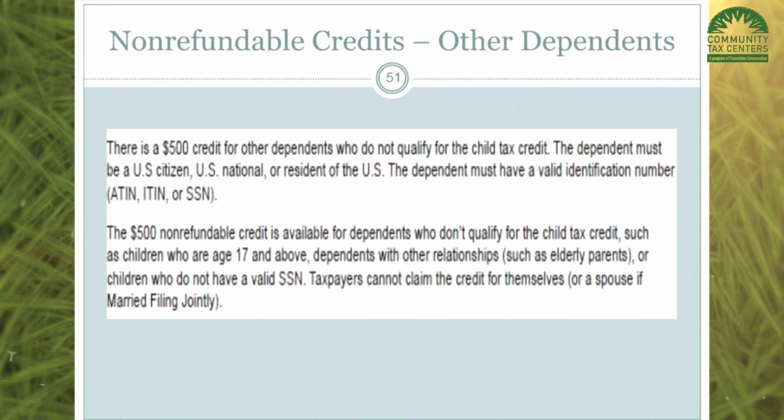It says taxpayers cannot claim the credit for themselves, so these are only for dependents. A spouse is never considered a dependent. There's a taxpayer and spouse. So these are only, again, for those other individuals listed on the tax return. A spouse is not a dependent regardless if they work or not.